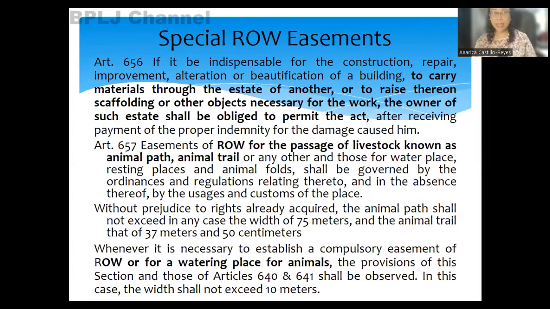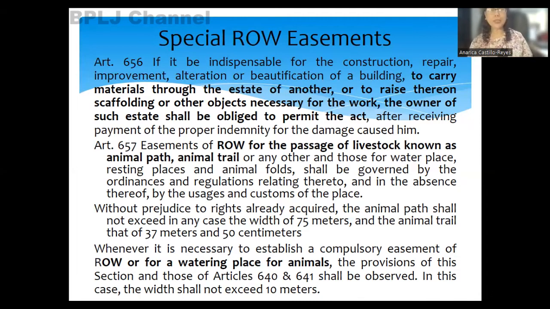Okay. If it is necessary for the construction, repair, improvement, alteration, or beautification of a building, to carry materials through the estate of another, or to raise scaffoldings or other objects, the owner of the estate shall be obliged to permit the said act. So these are special rights of way which are temporary in nature while the building is being constructed or repaired. Easements of right of way for the passage of livestock, known as animal path, animal trail, or any other, and those for watering places, resting places, and animal folds shall be governed by ordinances, and in the absence thereof by the usages and customs of the place.